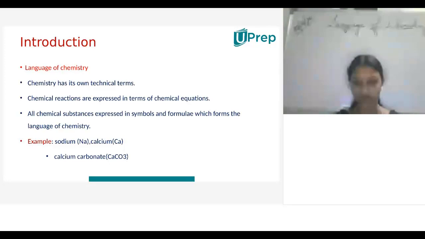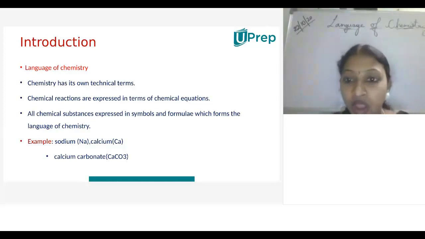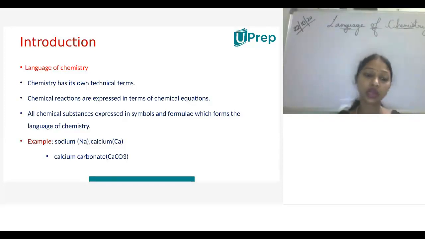Chemical reactions are expressed in terms of chemical equations, and chemical substances are expressed in symbols and formulae, which form the language of chemistry. So, especially if we are going with the language of chemistry, we should know how the alphabets are present. In the same way, we have 118 elements. How many elements, children? 118. So within those 118 elements, there is the formation of symbols, understood? So symbols of elements and compounds.